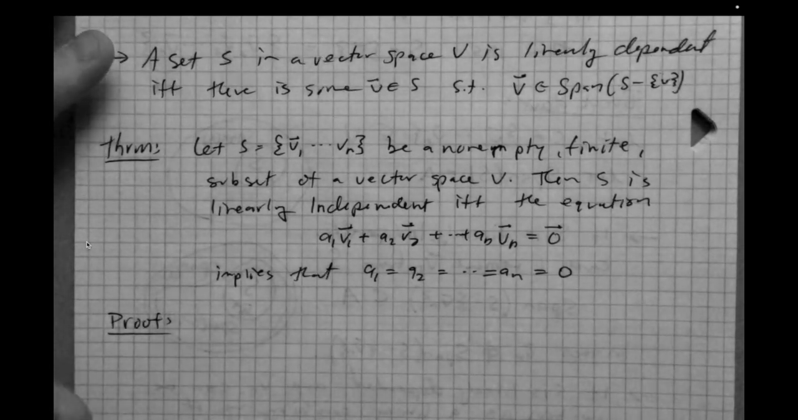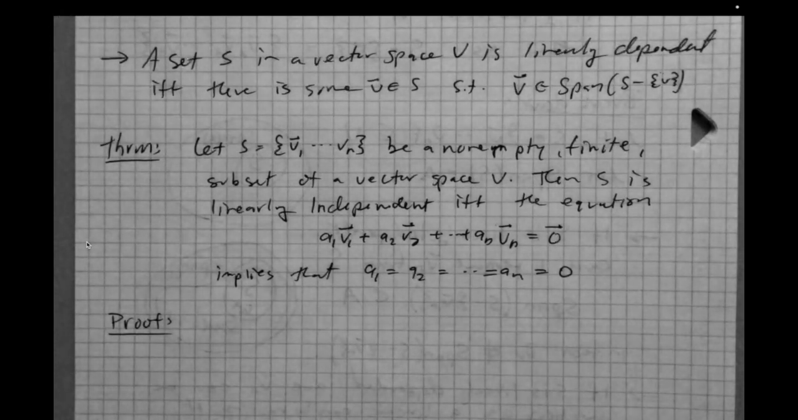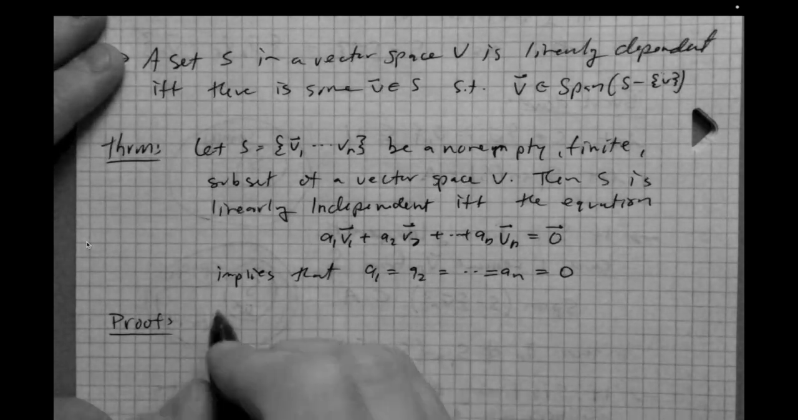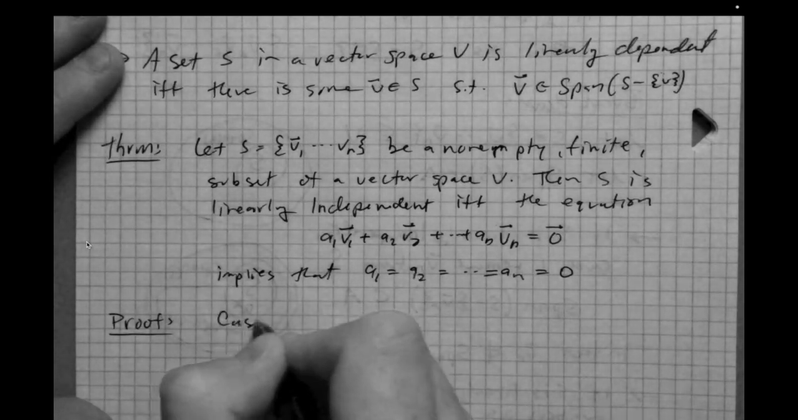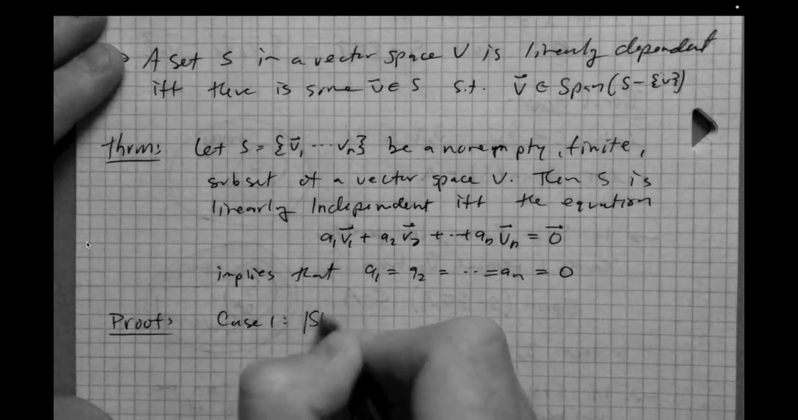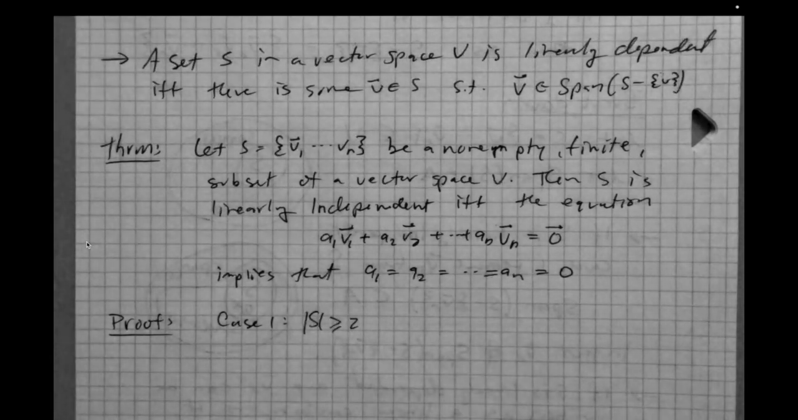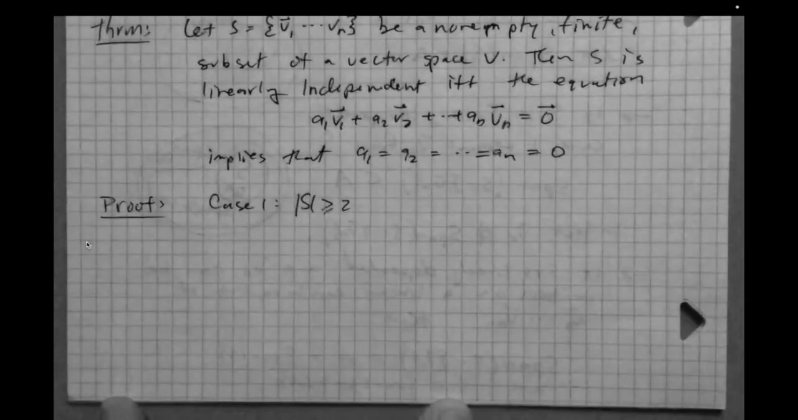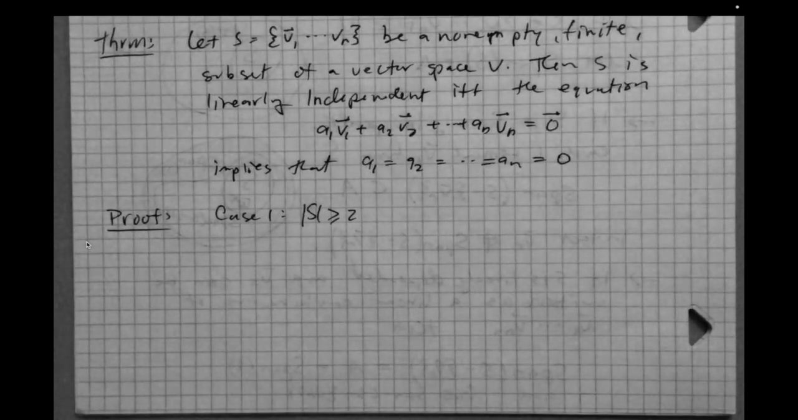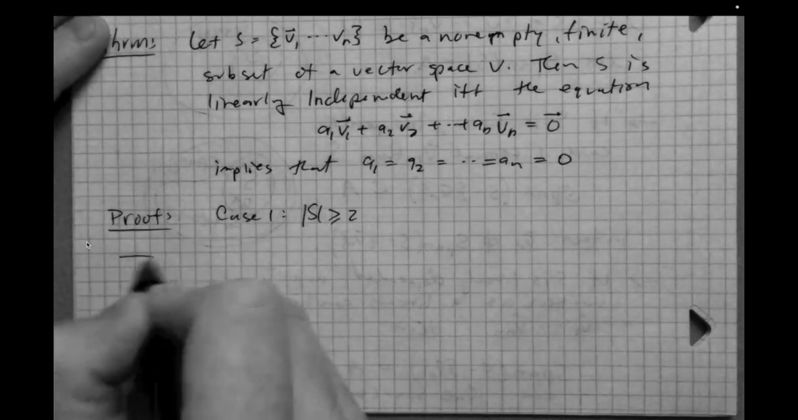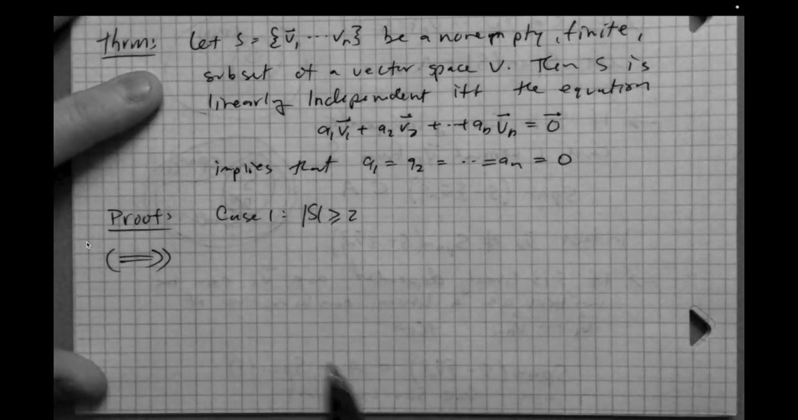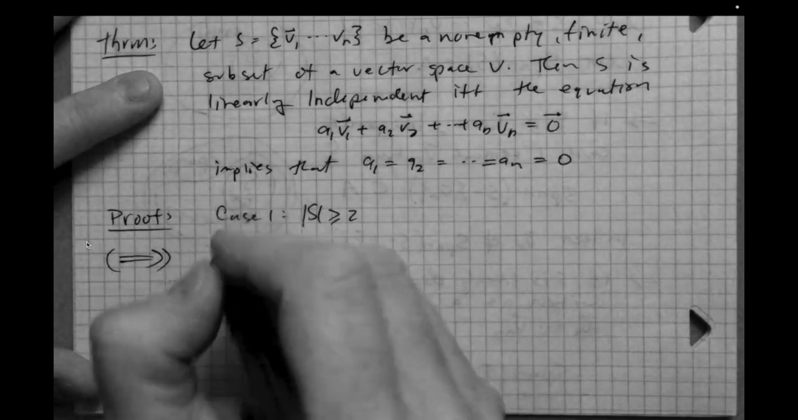We'll start with case 1, where the size of S is greater than or equal to 2. So there's at least 2 vectors in the subset. And we'll go this direction: we'll assume S is linearly dependent.